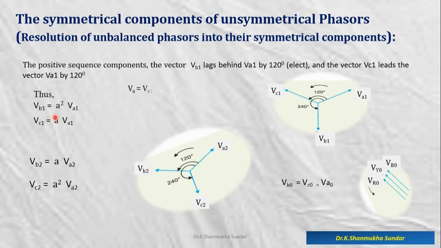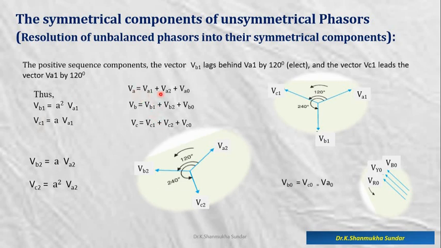Now what we have to do is substitute these values in these equations. Already we have derived these in the previous session; the only difference is that there we took RYB, and here we are taking ABC as the original sequence. There we derived VR is equal to VR1 plus VR2 plus VR0, but here with the ABC sequence, VA is equal to VA1 plus VA2 plus VA0. Similarly VB and VC are equal to these equations, which we explained in the previous session. So whatever relations we got, we will be substituting here.